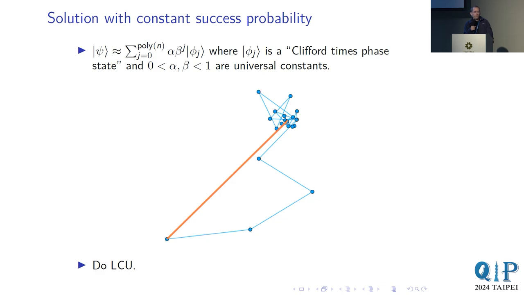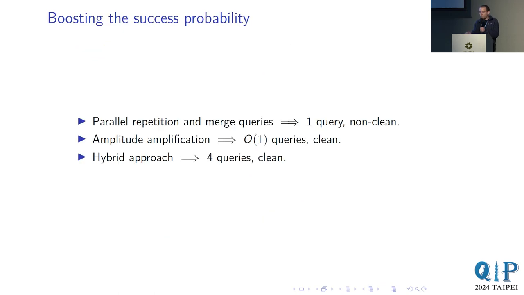Each of those states individually, we can efficiently construct with one query. So now just do a linear combination of unitaries, where the unitaries in that linear combination are the ones that construct the phi sub j states. And so then out comes an exponentially close approximation of psi with some failure probability, because LCU always fails with some probability, and this failure probability turns out to be constant. So now all that we need to do is increase the success probability.